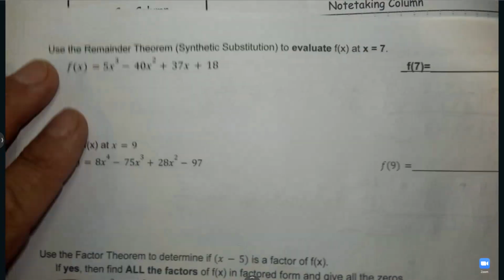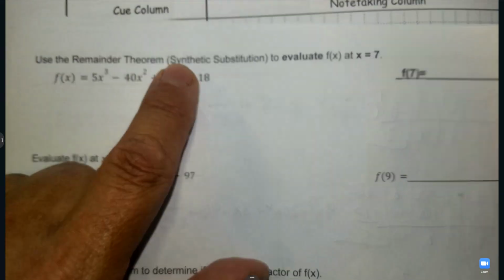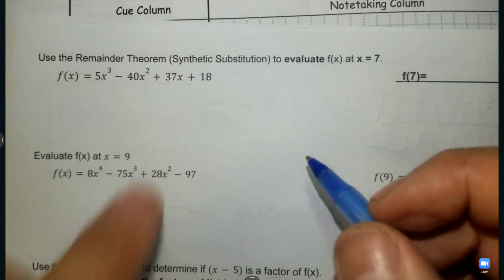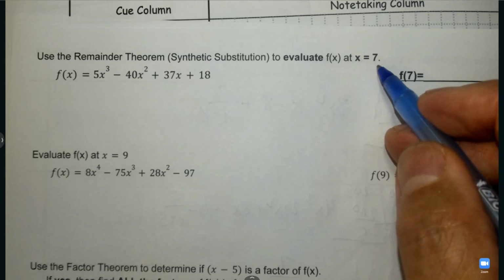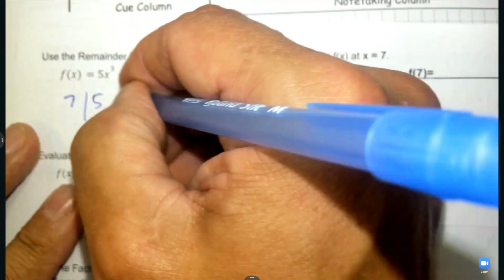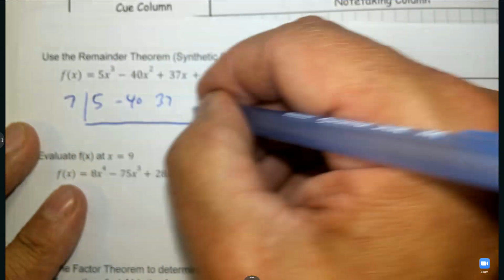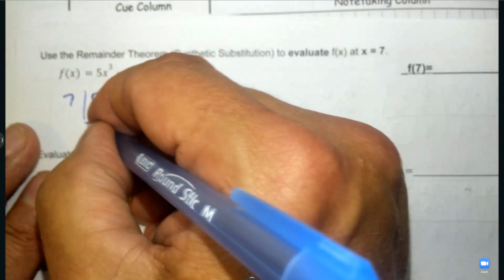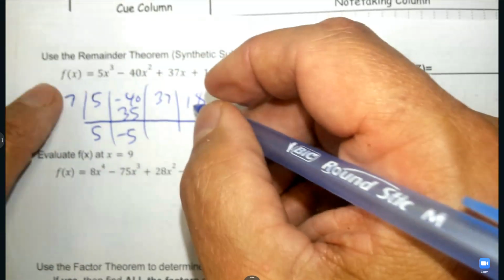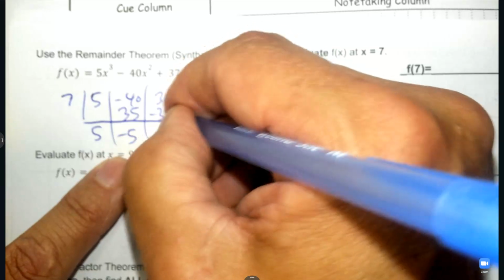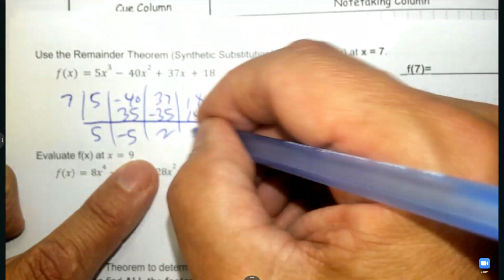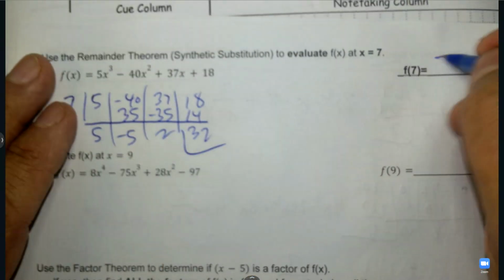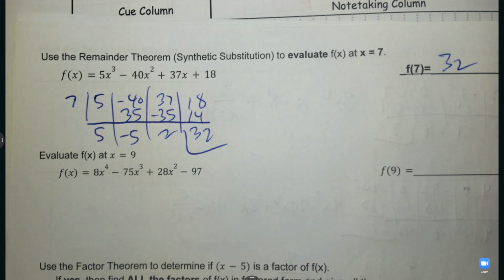Remainder theorem is synthetic substitution, a new way to be able to evaluate a function by dividing. So I want to evaluate at 7. So I use 7, not the opposite number, and I divide into this 5, negative 40, 37, and 18, no missing powers. And then be careful, drop the 5 down. What's 7 times 5? And then add the numbers. What's 7 times negative 5? Then add the numbers. What's 7 times 2? Add the numbers. And then that last number is my answer.